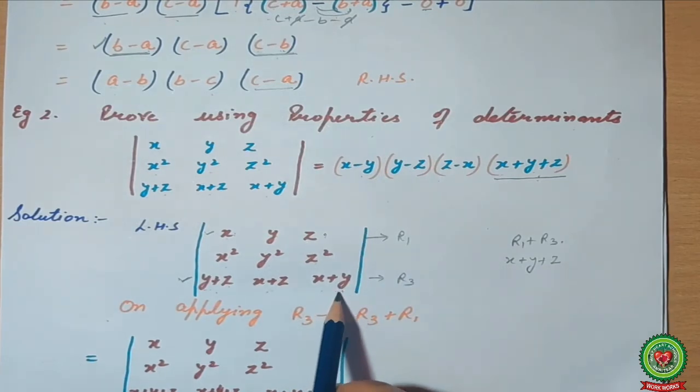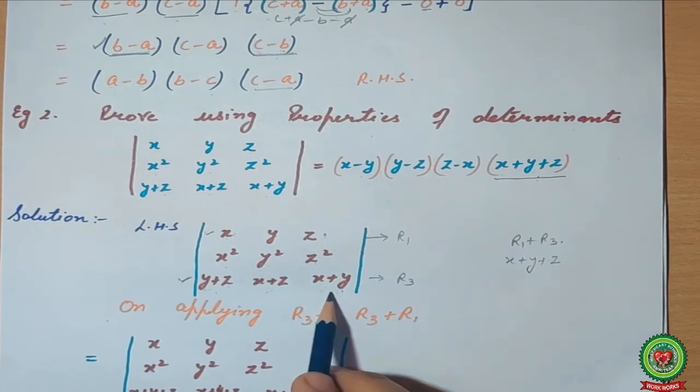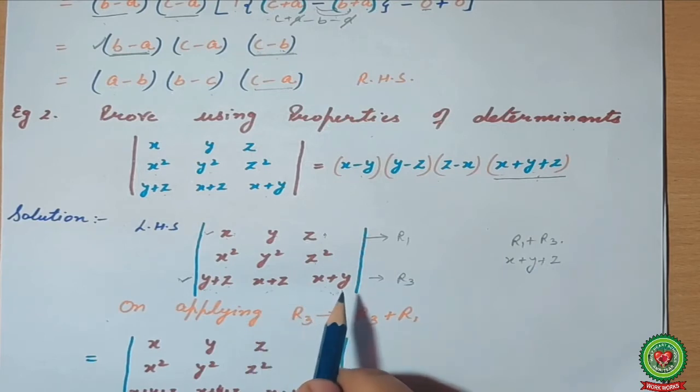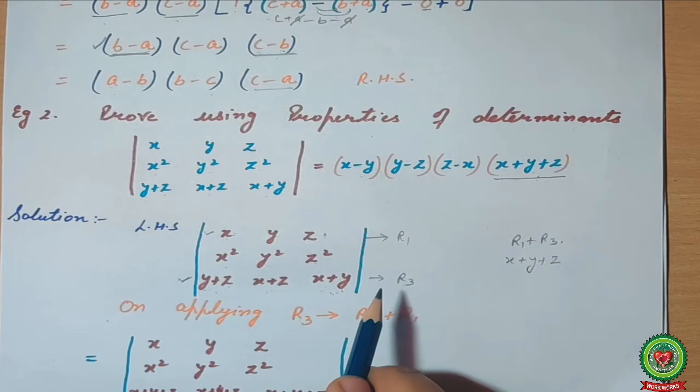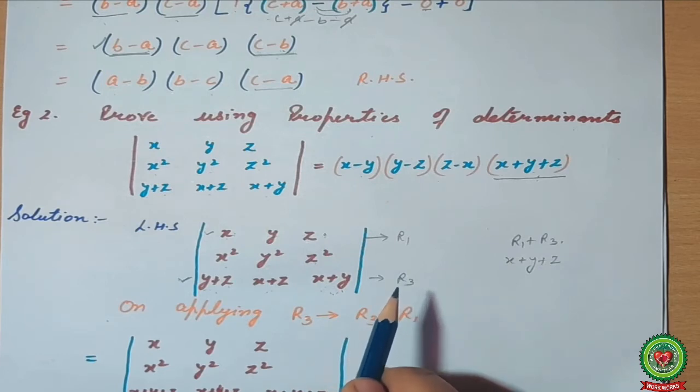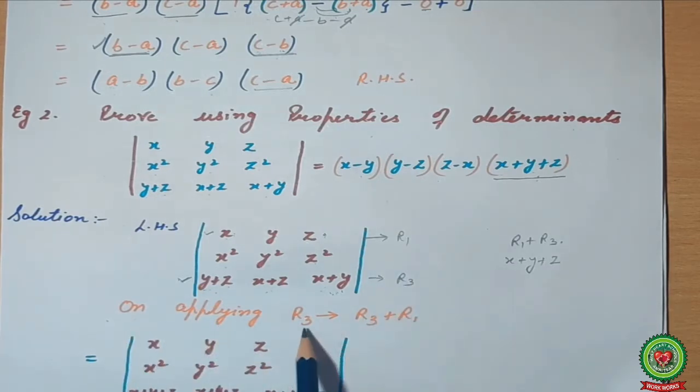Now, always change the position of that row which is having the binomial term. Because when we take the common part there, that binomial term will be converted into 1, 1, 1, which will help you to simplify the determinant easily. On applying, I want a change in R3 because R3 is having the binomial term. And that is why I am applying the operation R3 plus R1 there.